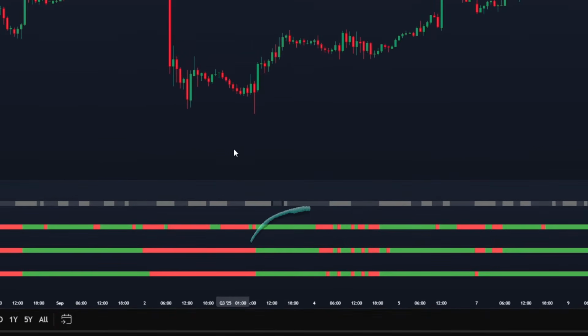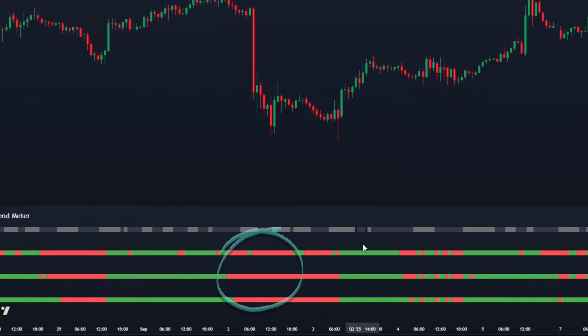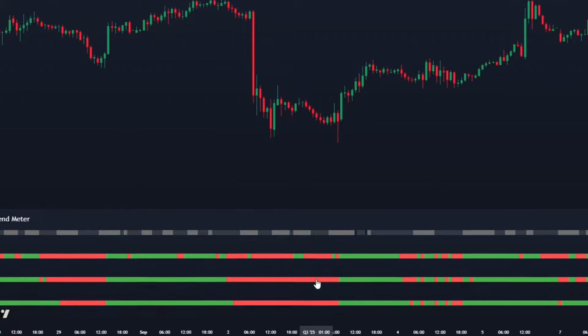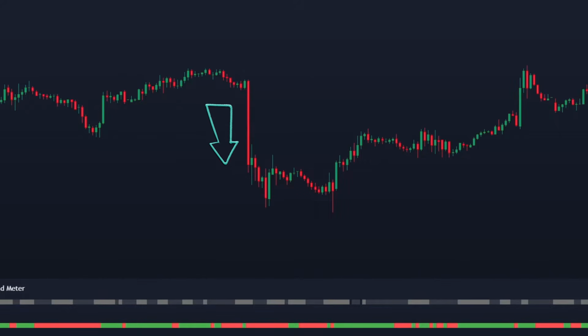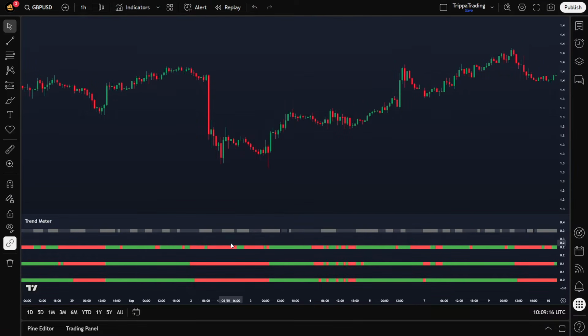Now here's the basic idea. When all 4 lines turn green, there's strong bullish pressure in the market, and the probability of price advancing is high. When they all turn red, bearish momentum dominates, meaning price is likely to decline. But the default settings make the signals too sensitive.